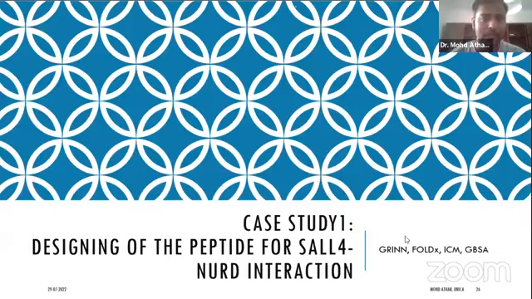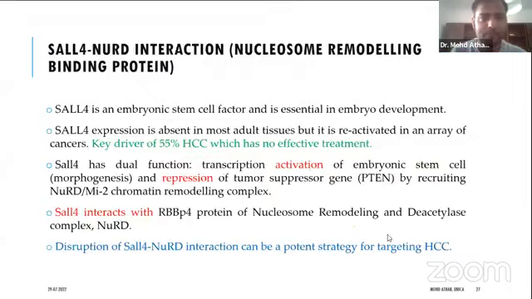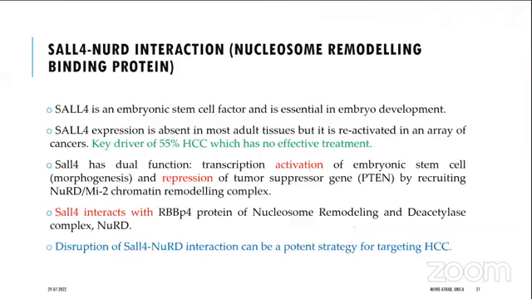Case 1 is the peptide design, which I did in NCBS, working in collaboration with the National University of Singapore. So herein we were trying to target the SALL4-NuRD protein interaction. Essentially, SALL4 is an embryonic stem cell protein and is essential in embryo development, in morphogenesis. Studies have found that its expression is absent in most tissues, but gets activated in cancer tissues. One study has reported that this expression is the cause of 55% of hepatocellular carcinoma, which does not have any effective treatment till now. So overall, SALL4 has 2 main functions.